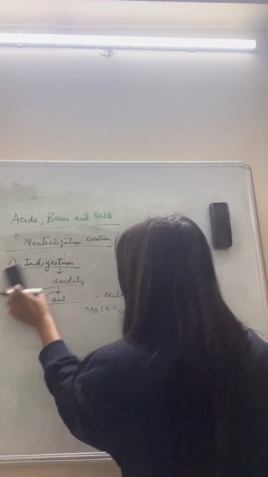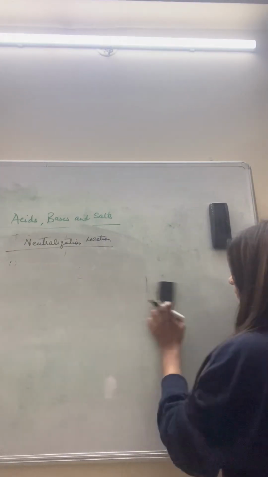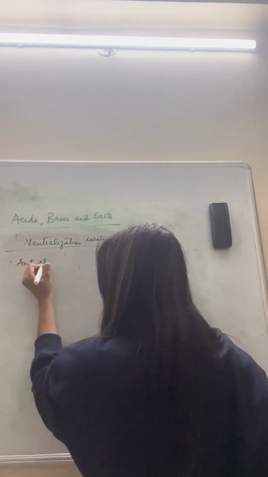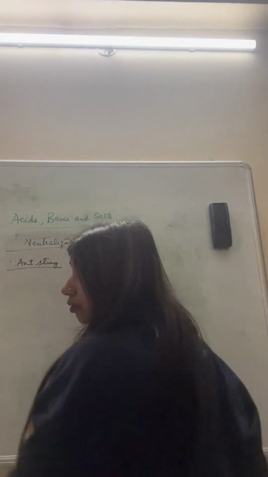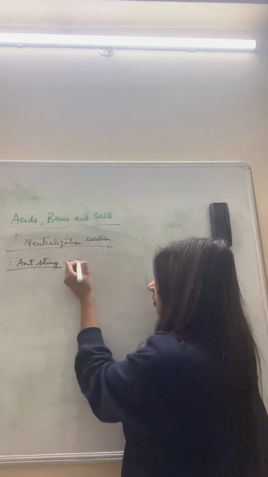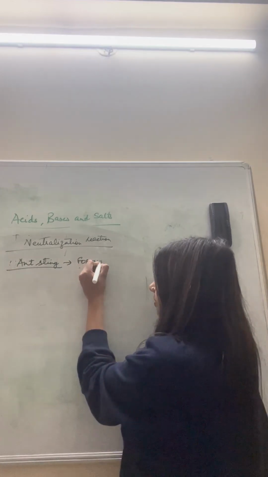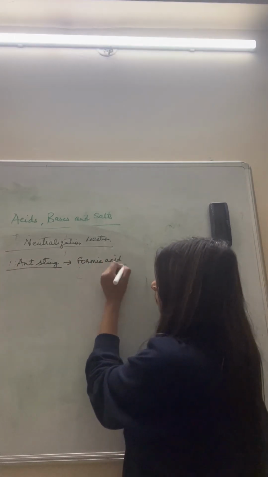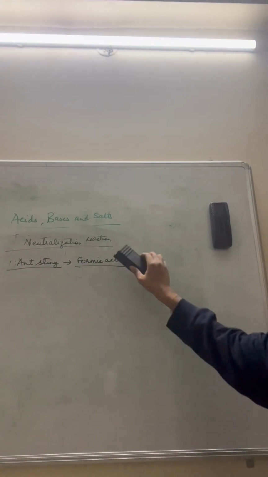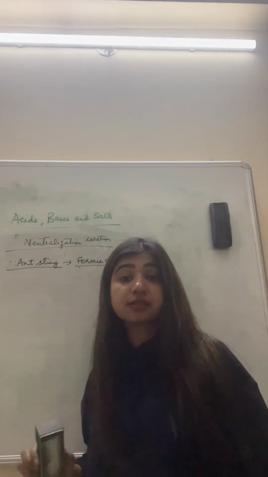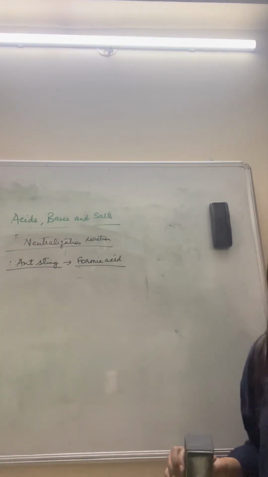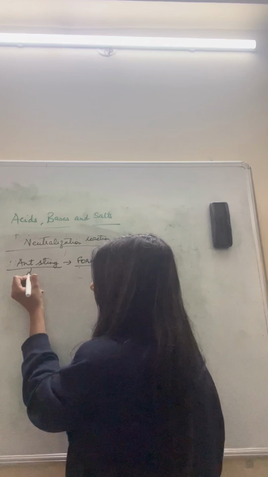Next one is sting. Now the sting of an ant produces formic acid. It produces formic acid. The sting of an ant produces formic acid, which causes irritation on our skin. So we apply a calamine solution.